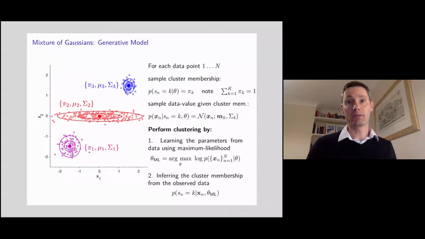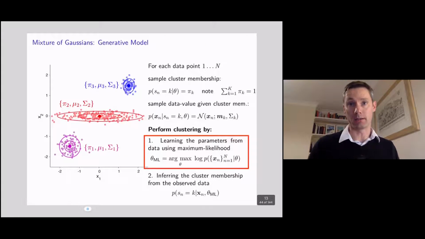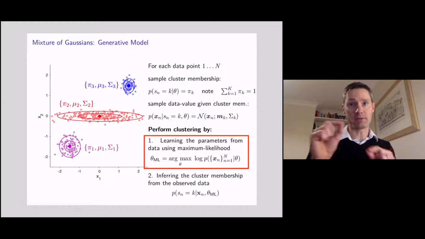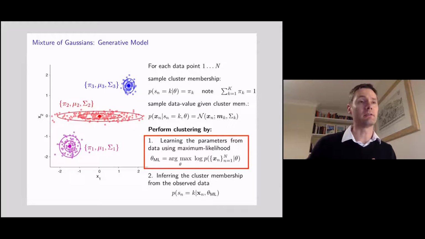And in this video, we're going to start to talk about how we can go about learning the parameters of the model. So how do we actually carry out maximum likelihood learning in the mixture of Gaussians generative model? That will involve learning these three sets of parameters: the pi's, which are the chances of coming from each one of the clusters, the fraction of data points belonging to each one of the clusters, the mu's, which are the means of the clusters and play the same role as the cluster centers, and the covariance matrices.